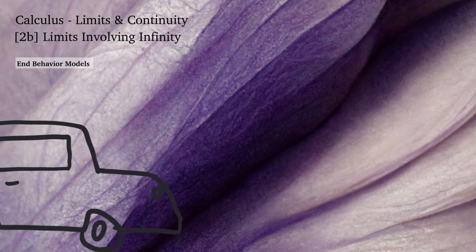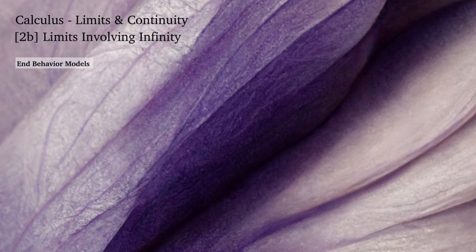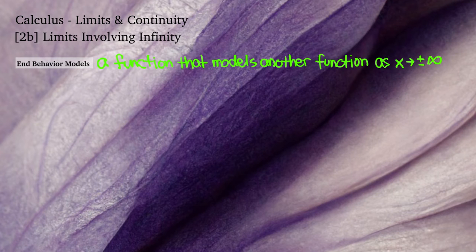Now let's switch gears a bit and check out end behavior models. An end behavior model is a function that models another function as x approaches positive or negative infinity. When finding end behavior models for a complicated function, we're trying to figure out if it acts like a common function when x is large.